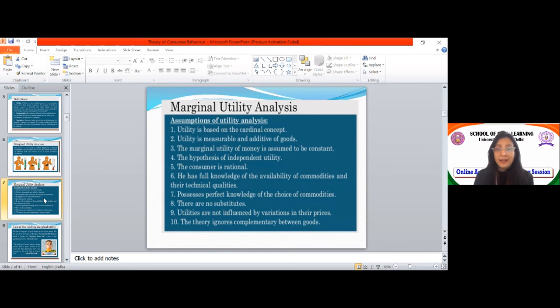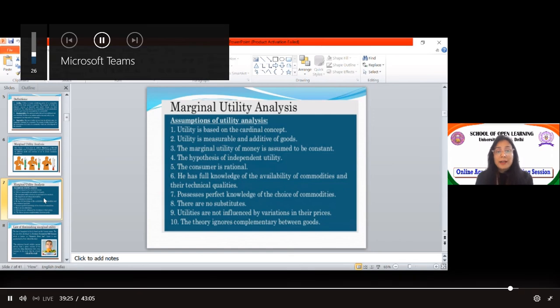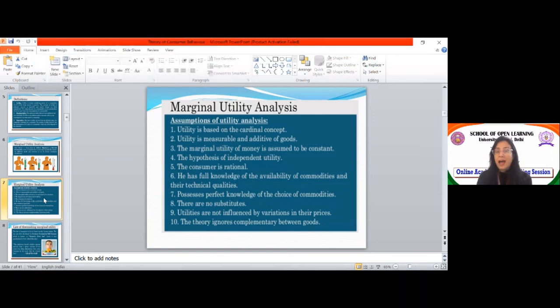Now the hypothesis is that of independent utility, and the consumer is rational. Rational means he has all the knowledge. He knows from which commodity he will get more satisfaction, from which commodity he will get less satisfaction, and he has full knowledge of the availability of the commodities and their qualities.